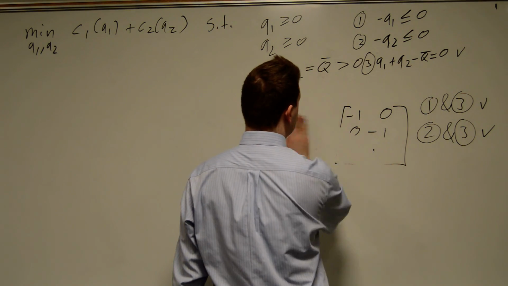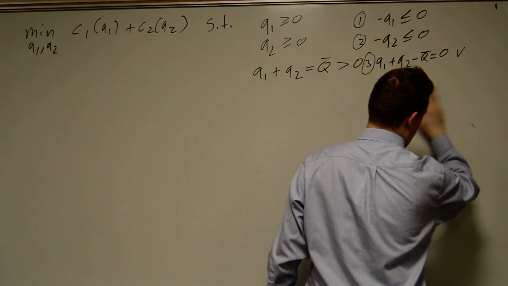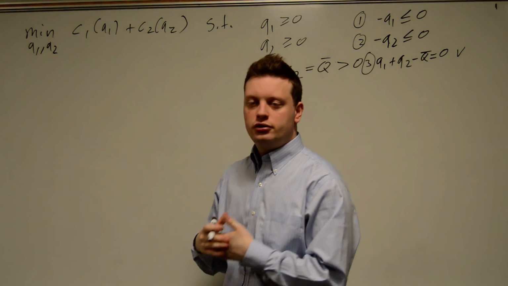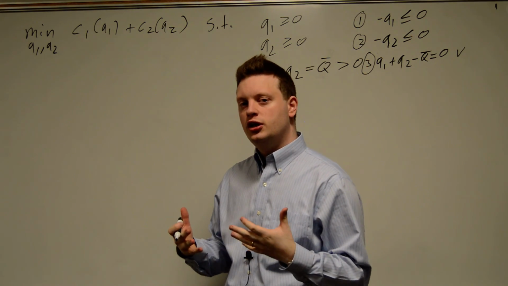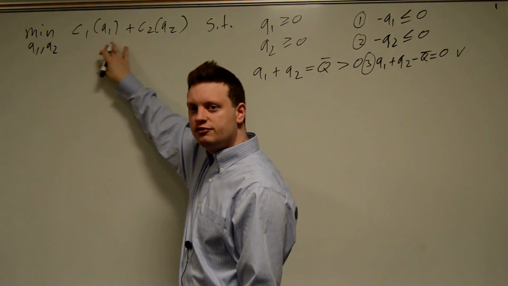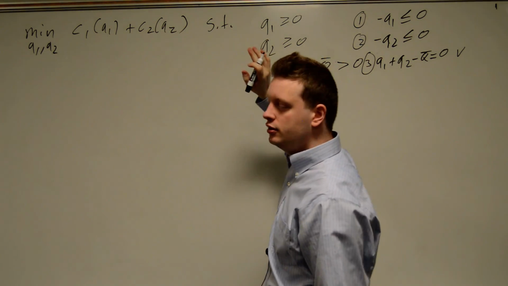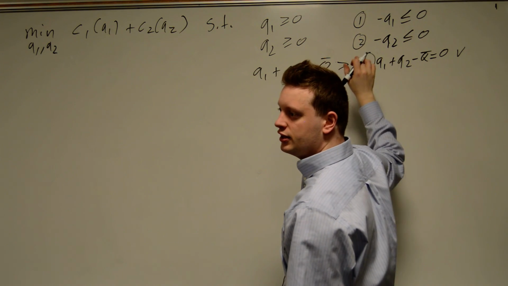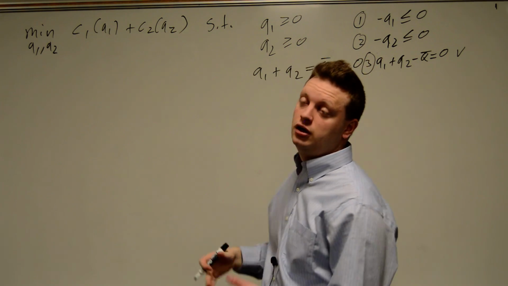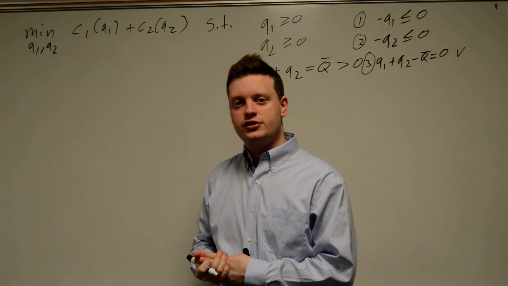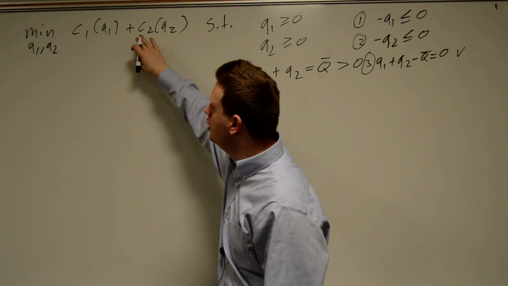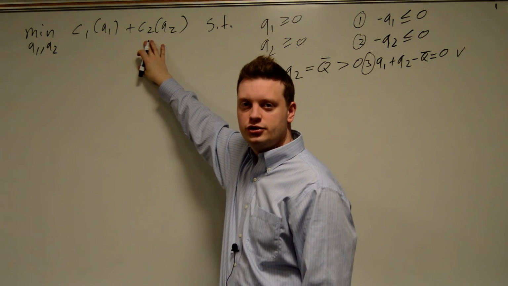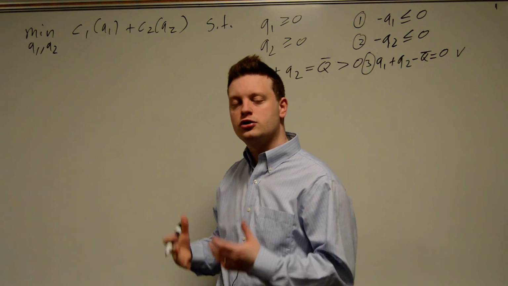Let me erase this. And now we set up the Lagrangian. So usually the Lagrangian is set up such that we have the objective function minus lambda 1 times the first constraint, minus lambda 2 times the second constraint, minus lambda 3 times the third constraint. Now, we have two differences here. First, we have a minimization problem. If we want to minimize this function, we need to change it into a function we can maximize.